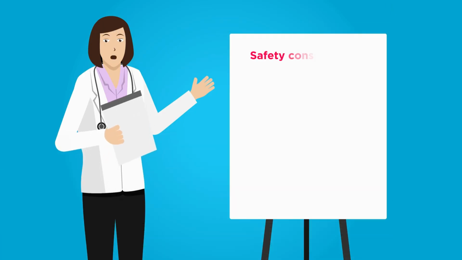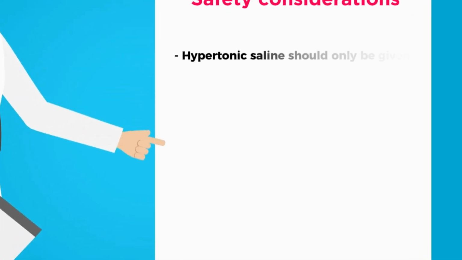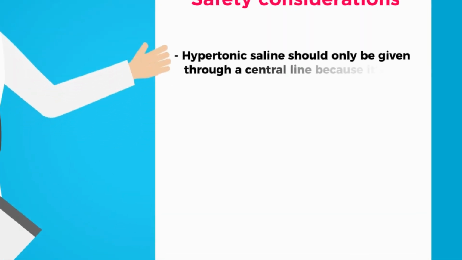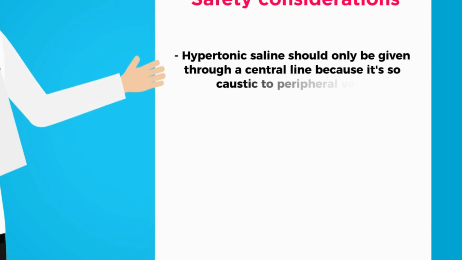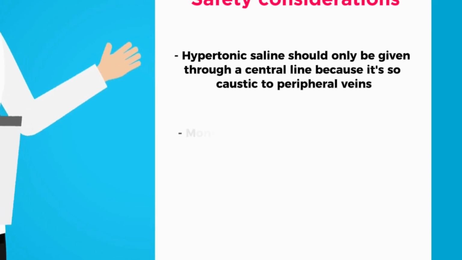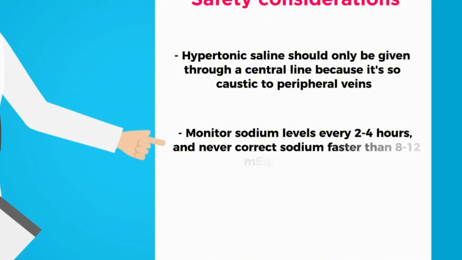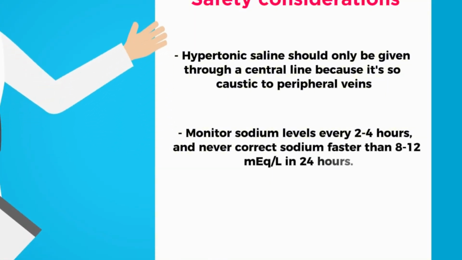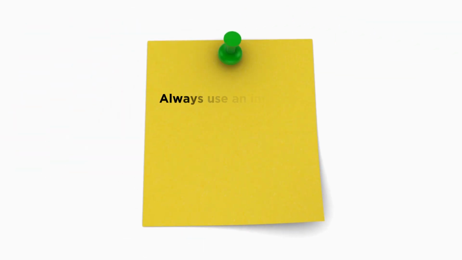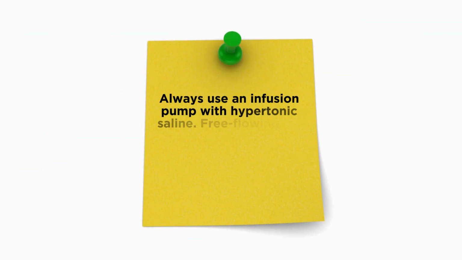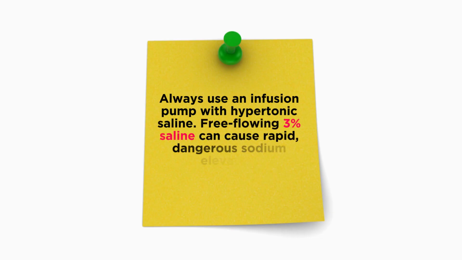Here are some safety considerations. Hypertonic saline should only be given through a central line because it's so caustic to peripheral veins. Monitor sodium levels every 2 to 4 hours and never correct sodium faster than 8 to 12 mg per liter in 24 hours. Here's some clinical pearl. Always use an infusion pump with hypertonic saline. Free-flowing 3% saline can cause rapid, dangerous sodium elevation.